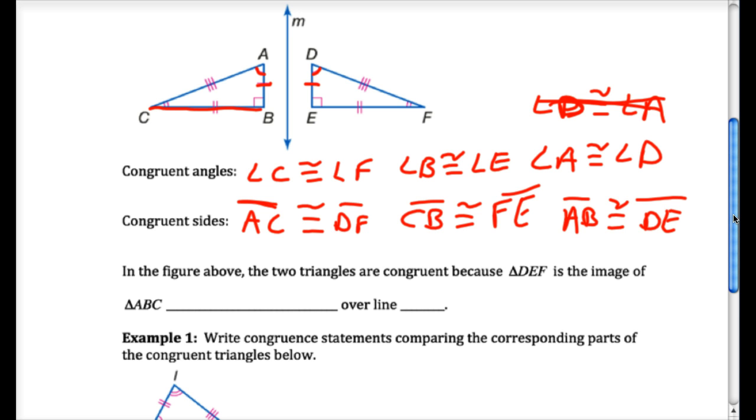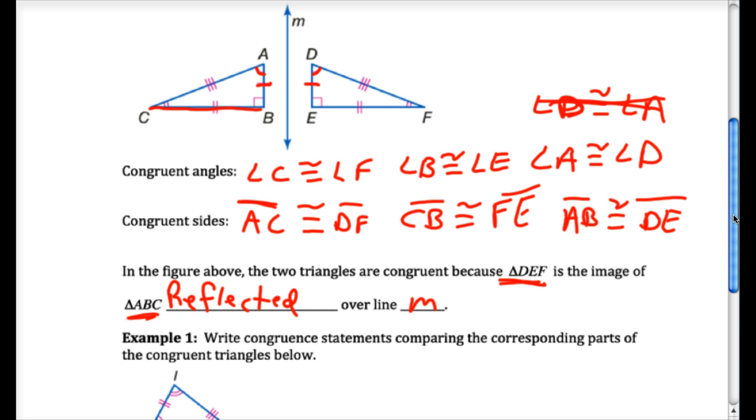Antonio, which one is it? I think it's a reflection. It was reflected, okay. In the figure above, the two triangles are congruent because, here's how we label it, triangle DEF is the image of triangle ABC reflected. Does everybody agree that it was reflected over the line M? We reflected them over the x-axis or the y-axis. They reflected that over line M.